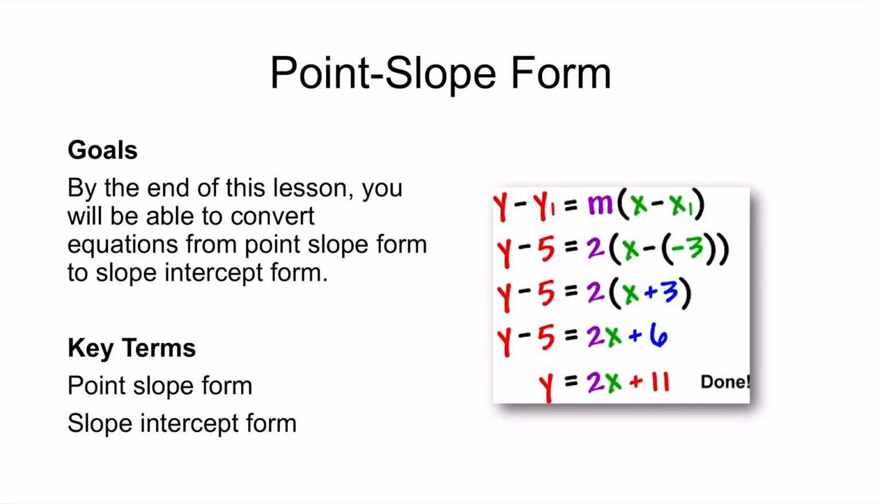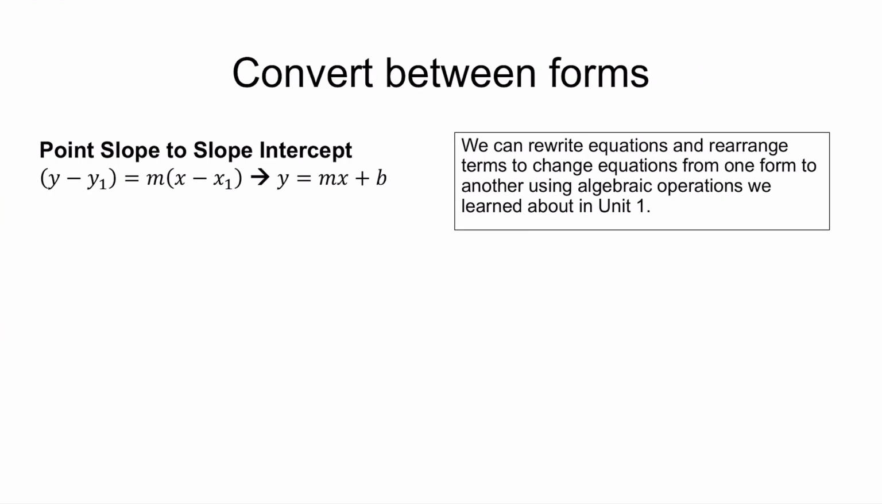So in this video, we're going to talk about how to convert equations from point-slope form to slope-intercept form. To convert between forms, we're going to take equations that are given in point-slope form, which is y minus y1 equals m times x minus x1, and convert them to slope-intercept form, which is y equals mx plus b. We can rewrite equations and rearrange terms to change equations from one form to another using the algebraic operations we talked about back in Unit 1.